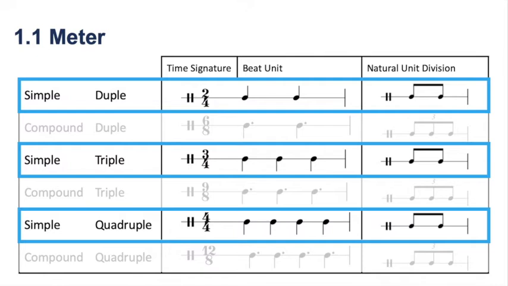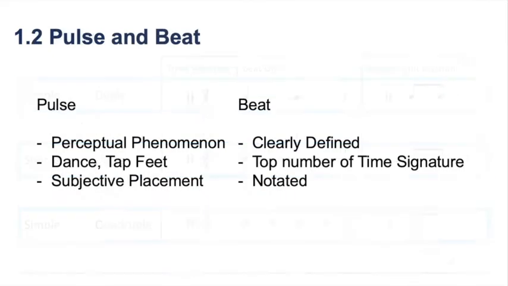In addition to meter, it is crucial to define the difference between pulse and beat, as they can and often do occur simultaneously. A pulse can be described as a perceptual phenomenon and is what we dance and tap our feet to. A pulse is somewhat subjective though, and opinions can vary on its placement and terminology, whereas a beat is clearly defined by the top number of its preceding time signature.